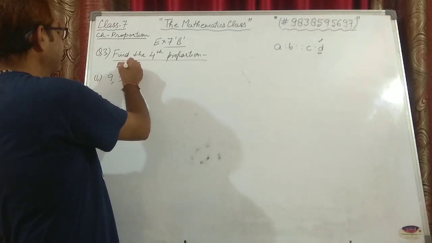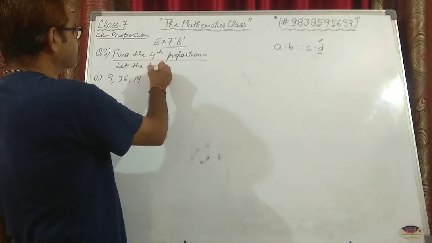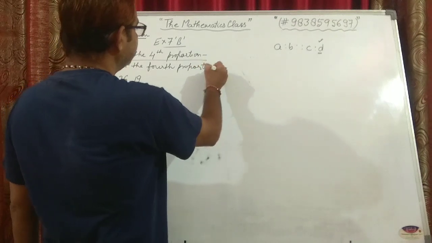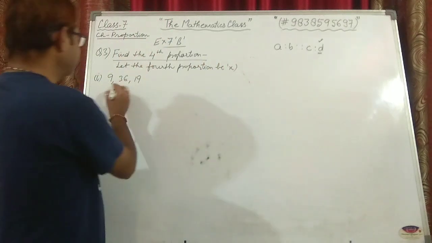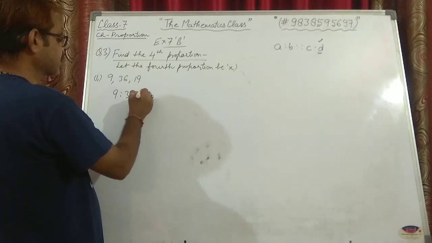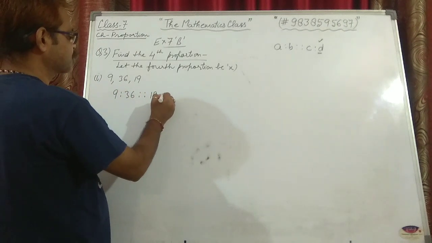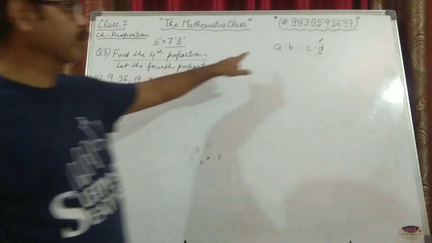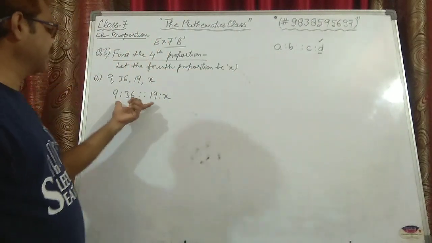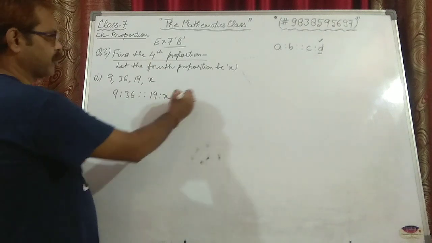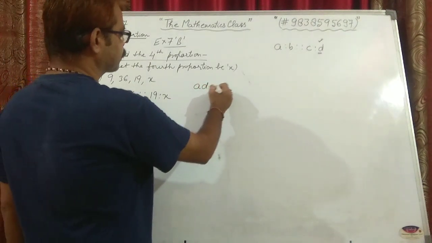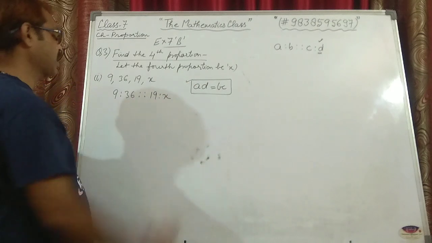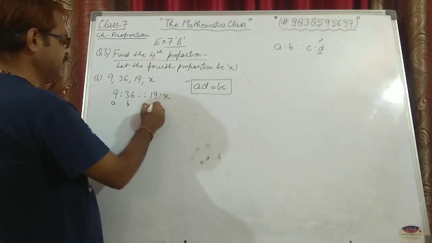So we will assume, let the fourth proportion be x. So this can be written as 9 is to 36 as 19 is to x. Now the next value has come as x. So now 1, 2, 3, 4 terms. If 4 terms are in proportion, they can be written in this form. So again, according to AD is equal to BC, or product of means is equal to product of extremes, we can say this is A, B, C, D.